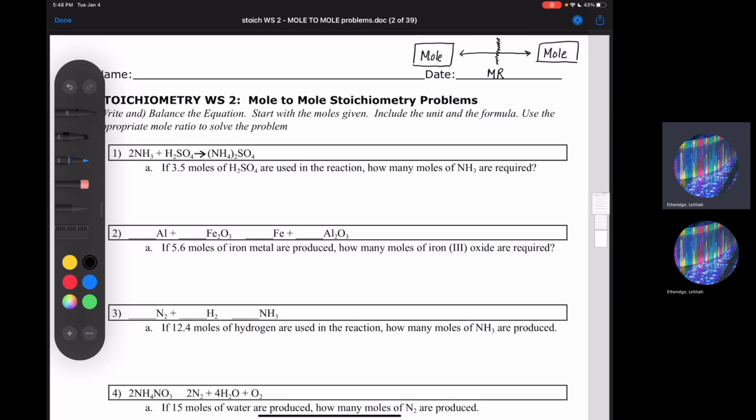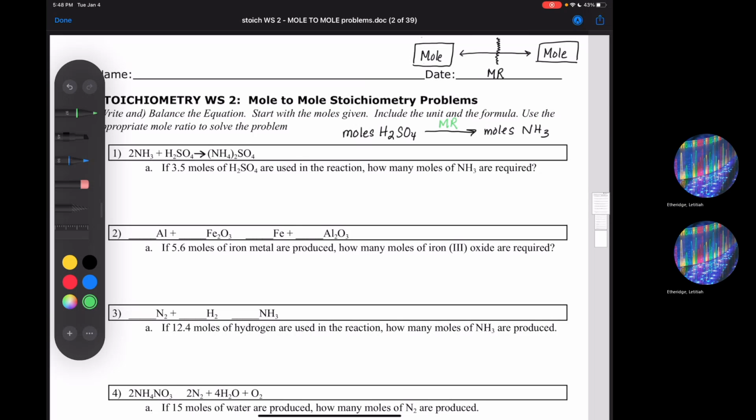Okay. So I know everybody hates word problems, so that's why I always write out a roadmap. When I'm writing out my roadmap, I'm going to start with what I know. The problem tells me the number of moles of sulfuric acid, and I am trying to make my way to moles of ammonia. When doing this conversion, you know that you're going to use the mole ratio. So keep that in the back of your mind.